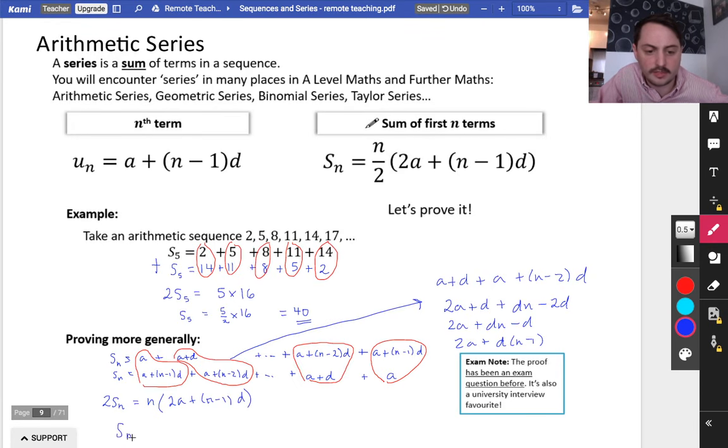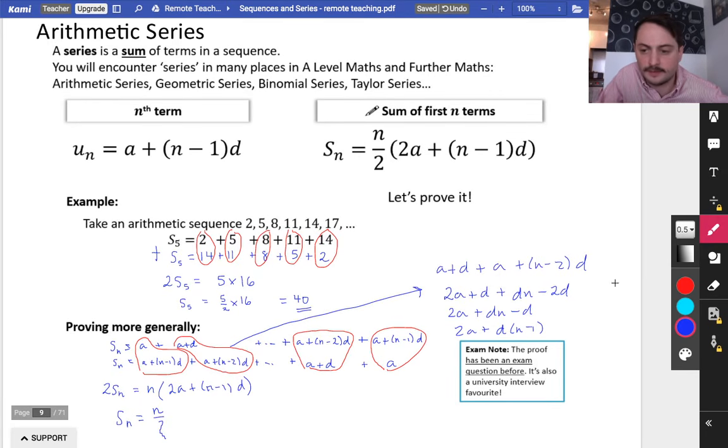So the sum to n, dividing both sides by 2, is n over 2 brackets 2a plus n minus 1d. And that is the proof of generally why the sum of the first n terms is equal to this.